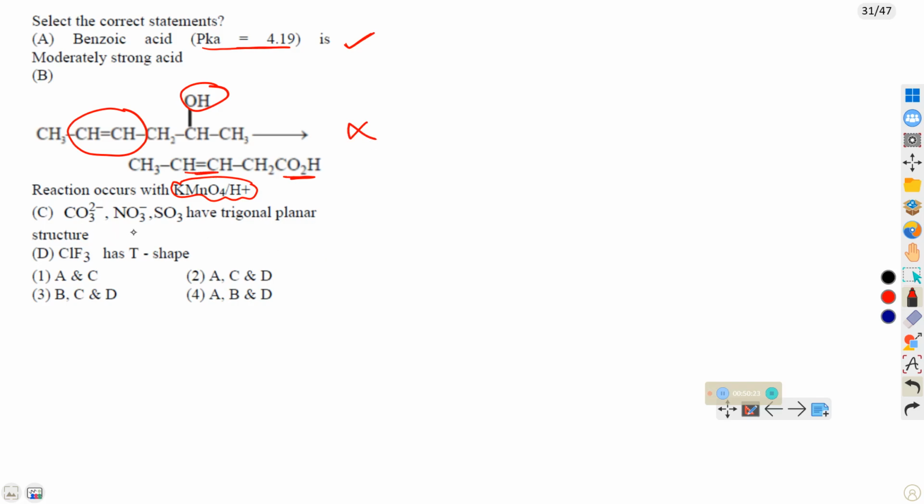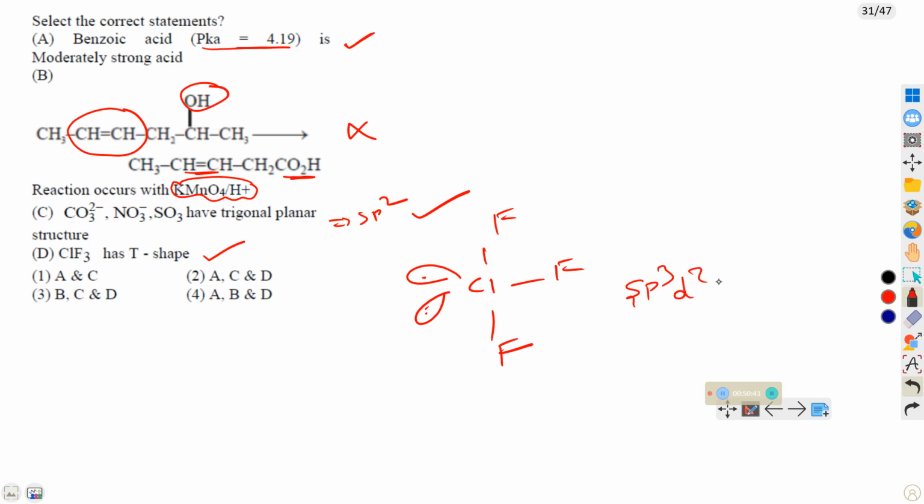CO3 2 minus, NO3 minus, SO3 minus: all undergo sp2 hybridization and have trigonal planar geometry. ClF3 is T shape. This is also correct. ClF3, T shape, sp3d with two lone pairs. So A, C, D. Second option.